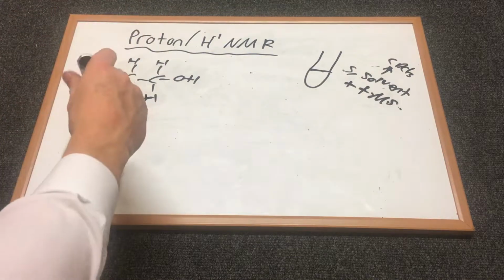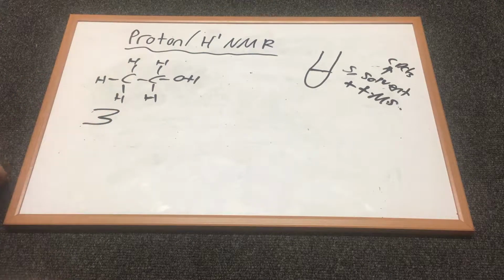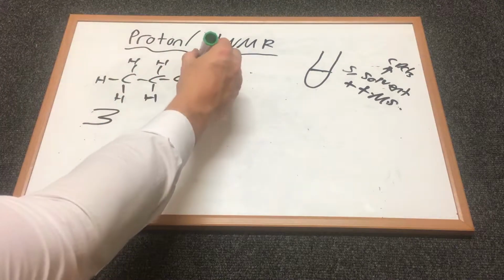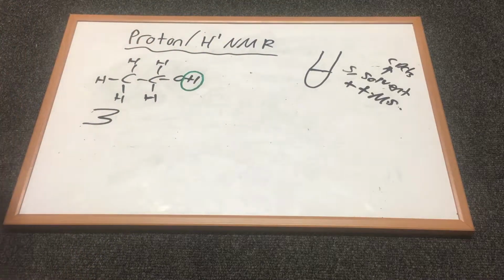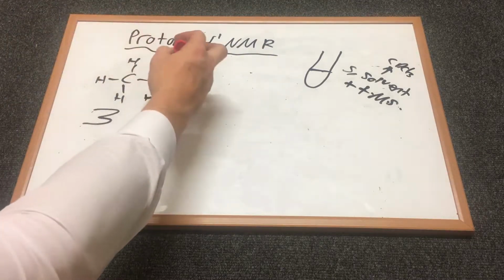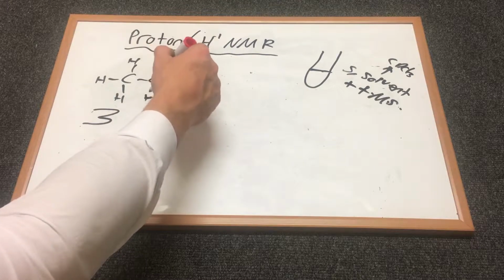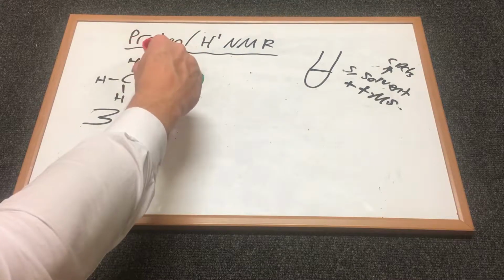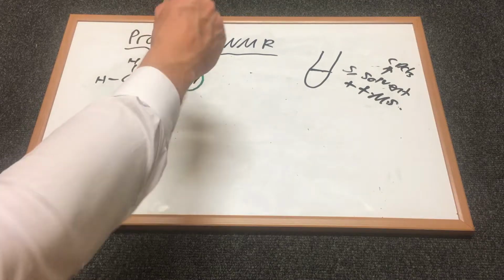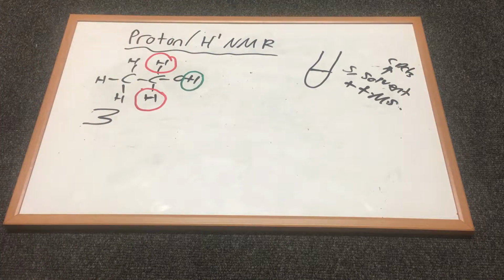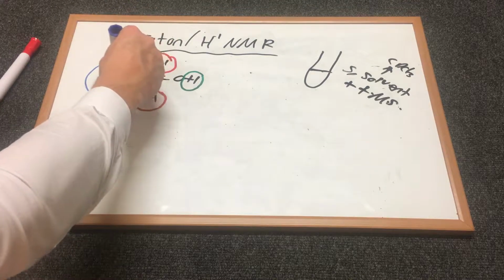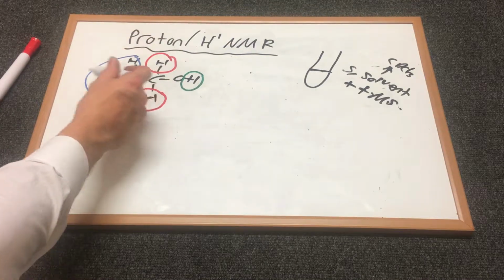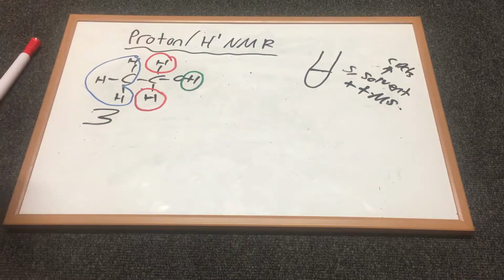Why is this? I've done it in a different colour. This proton here is connected to an oxygen, that's the only one of its kind. The CH2 protons are connected to a carbon which is connected to the CH3 group. And finally, the last environment, these protons here, they're connected to a carbon, which is also connected to 2 other protons, giving the 3 different proton environments.